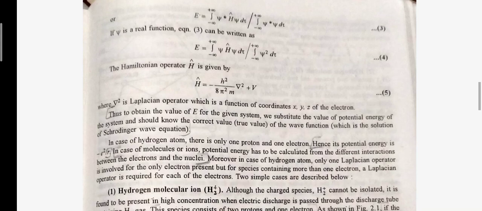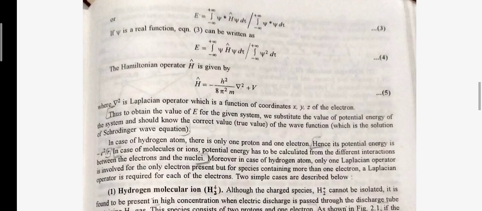Thus, to obtain the value of E for a given system, we substitute the potential energy of the system and should know the correct value of the wave function, which is the solution of the Schrödinger wave equation. In the case of the hydrogen atom, there is only one proton and one electron. Hence, its potential energy is −e²/r. In the case of a molecule or ion, potential energy has to be calculated from the different interactions between the electrons and the nuclei.